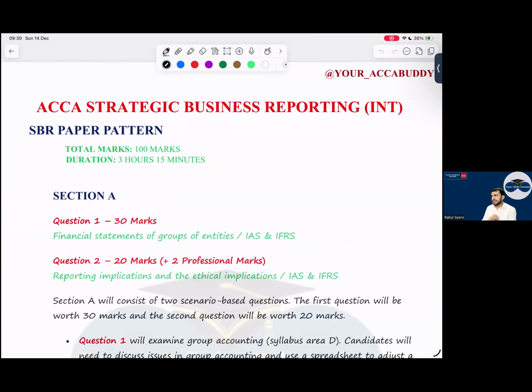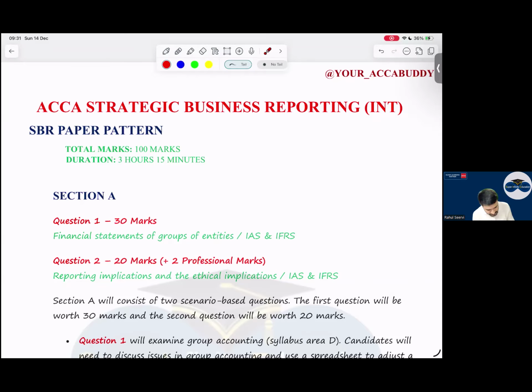Let's spend time discussing the paper pattern, or how we should focus, what should be the mindset from day one. After that, we will start with the basics today. So now, when coming to your Strategic Business Reporting exam, we know the paper is for 100 marks. Yes or no? Many will be saying, sir, we know the paper is for 100 marks. It's not that we have no idea about this. Everyone has the idea that it is a 100 marks paper, simple.